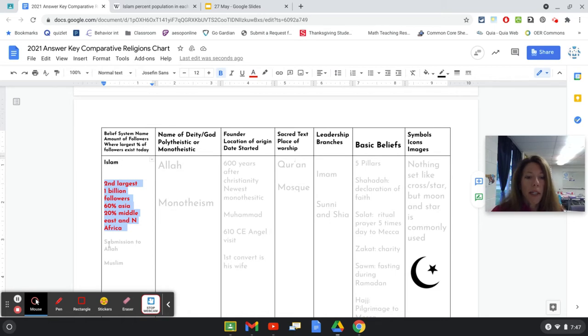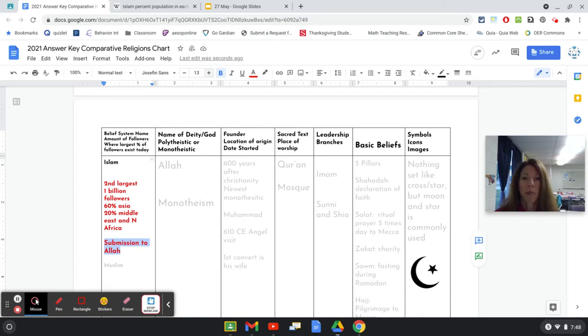Okay, the next part is one of the things to know with Islam: the word Islam means submission, and your submission is to God. Submission to Allah. Why Allah? That is their name for God. So Christians say God, Jews say Yahweh, and Muslims say Allah. That is just the word that they use. So make sure you have that down.